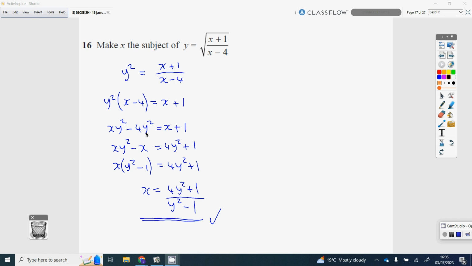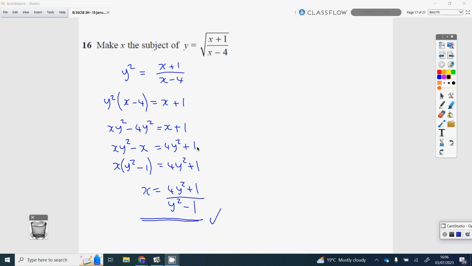Now, the next line, I've got to get all my terms which have x in them on one side and all the terms that do not have x in them on the other side. So I'm going to choose to take anything with x's to the left, anything without x's to the right. So this one's got to go. How do I undo minus 4y squared? I add 4y squared. Then this x needs to be on the left-hand side, so I'm taking away x from both sides. So just make sure you understand that line. I've just made sure all my terms which have got x's in are on the left, and all the terms that do not have x's in them are on the right.